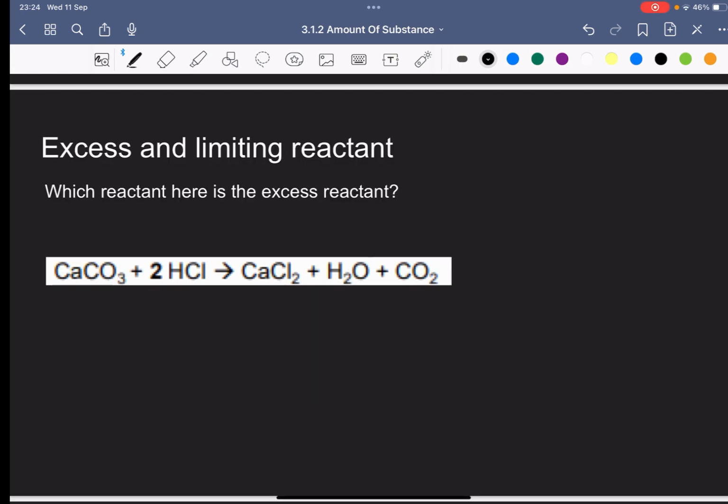Okay, here's a question for you guys to try. Try figure out which reactant here is the excess reactant. Pause the video and try it. Play it to see the answer. Okay, so the answer is that this is a trick question.